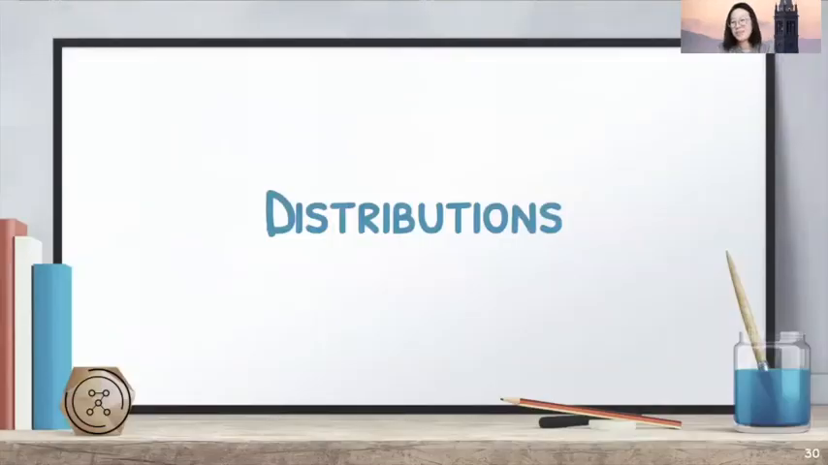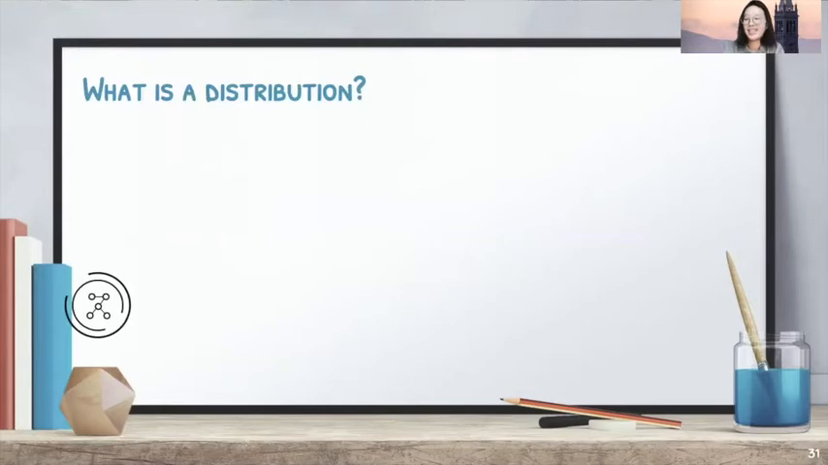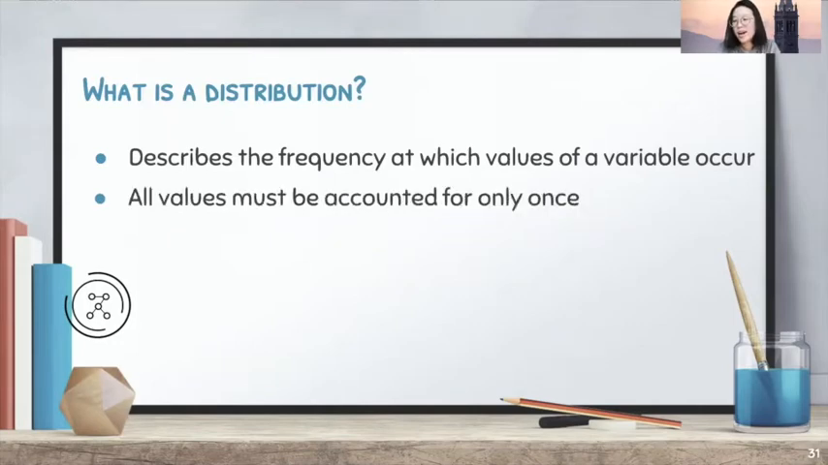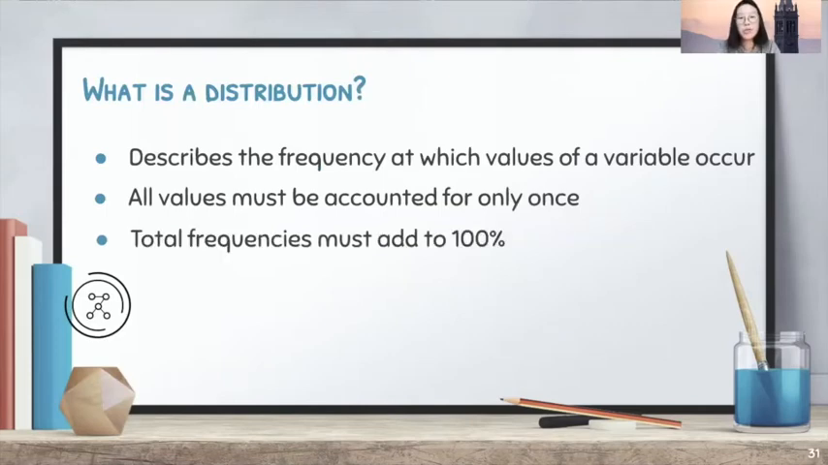Now let's talk about distributions. What is a distribution? A distribution describes the frequency at which values of a variable occur. This means that all values must be accounted for only once, so the total frequencies must inherently add to 100%.